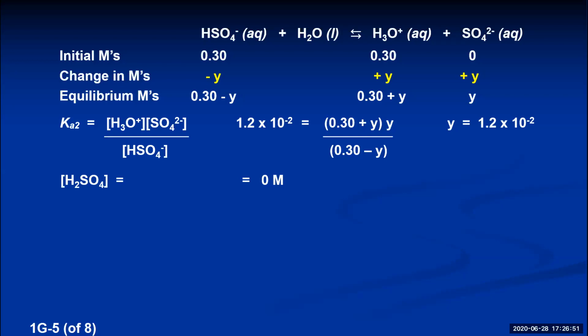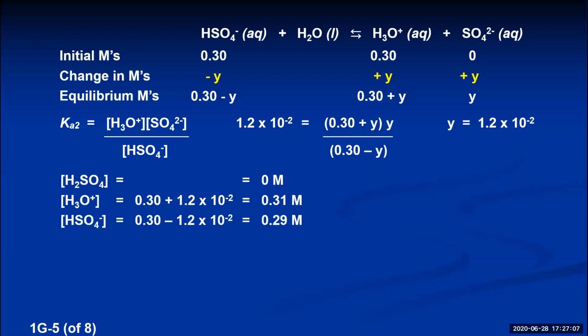So now we've calculated that there are no sulfuric acid molecules in the solution. The hydronium concentration is going to be 0.30 plus the 1.2 times 10 to the minus second Y value. So the molarity of the hydroniums is actually 0.31. The bisulfate concentration is 0.30 minus the Y value. That turns out to be 0.29. And the sulfate concentration turned out to be 0.012.